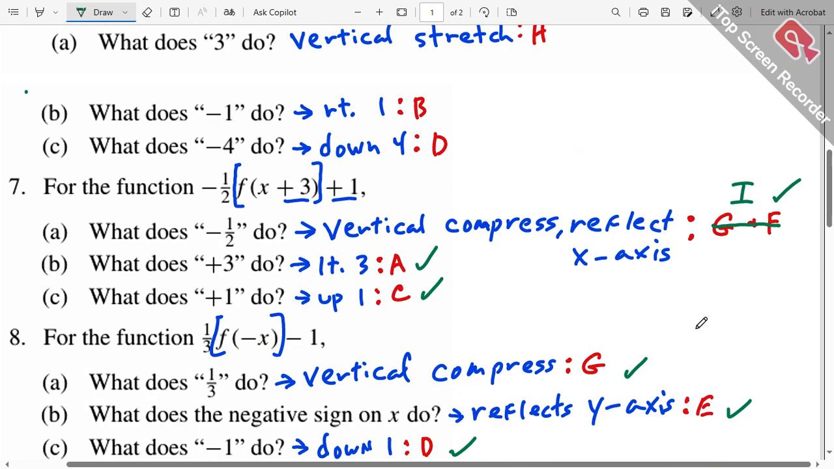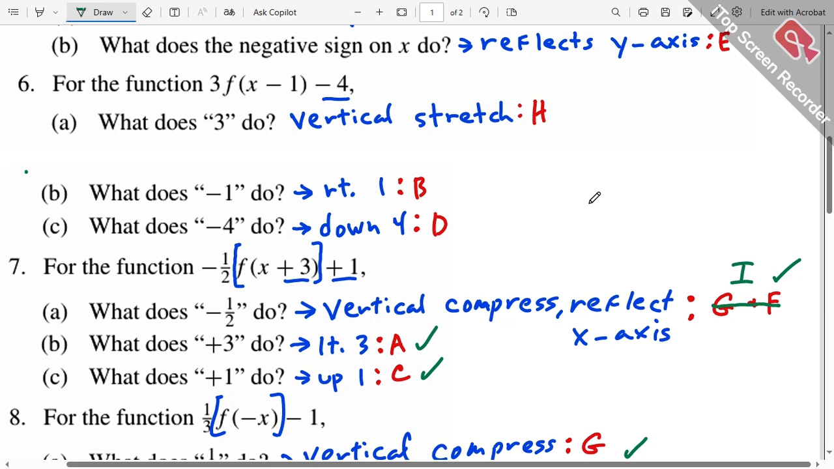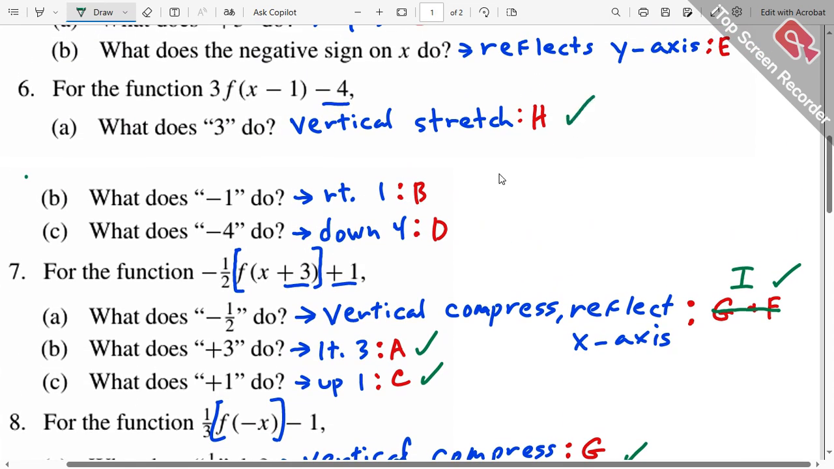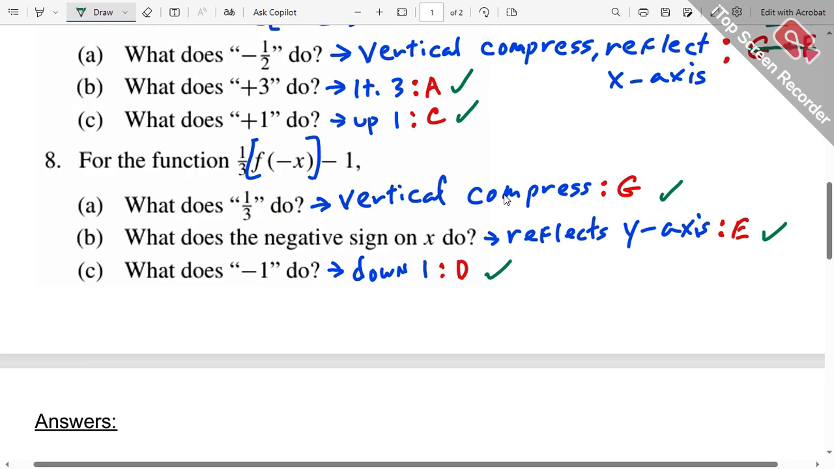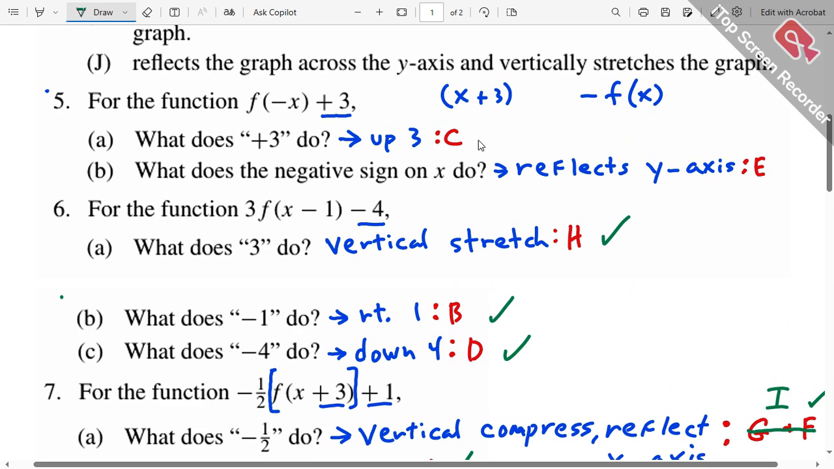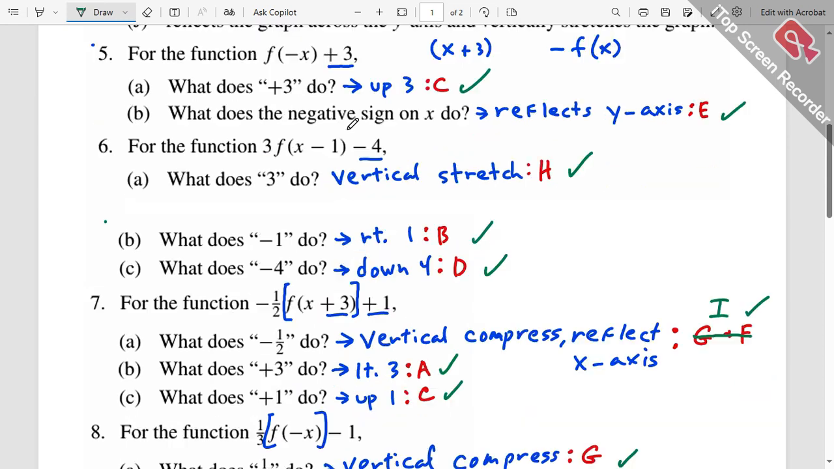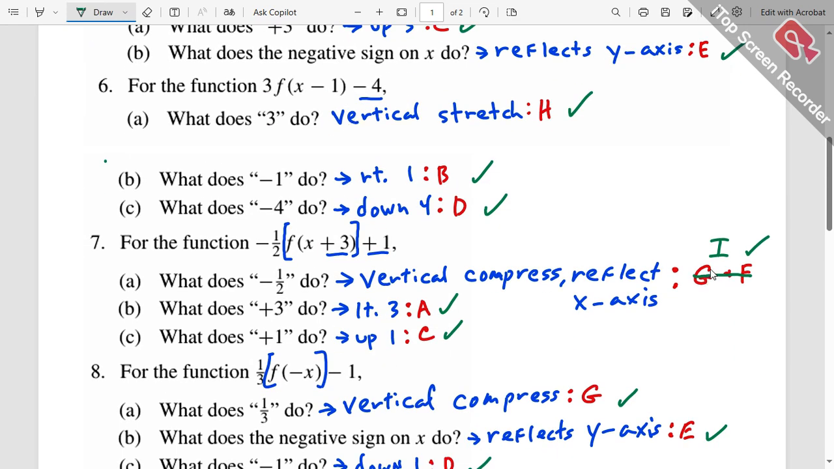All right. So 7 was correct. And for 6, HBD. Yes, 6 is HBD. And finally, number 5 is CE. Okay, very good. So I had them correct. So everything I explained was correct. I just chose the wrong letter answers for 7A.